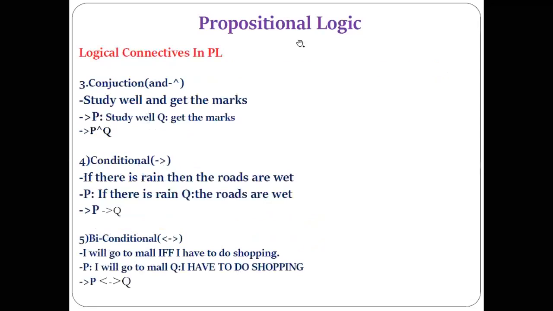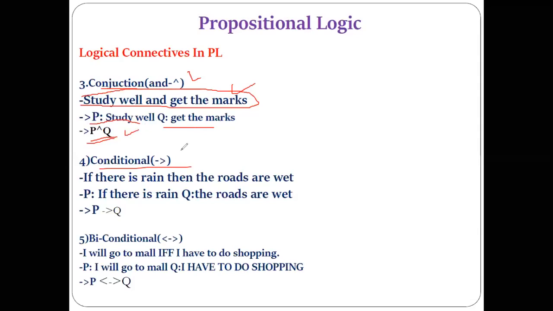kind of sentences. If you want to see an example of conjunction, suppose you get a statement like this: study well and get the marks. Study well and get the marks. So first we transform it into simple sentences using the propositional symbol P. Meaning of the P is study well, meaning of the Q is get the marks, and simply we can represent it using P and Q.